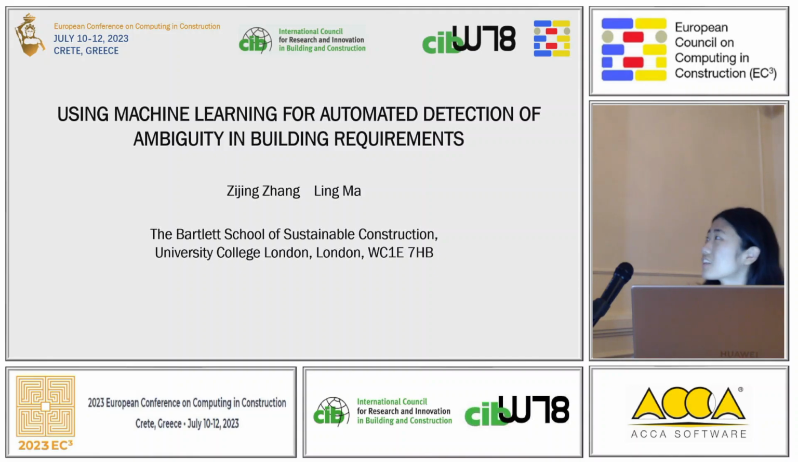I'm Zijing Zhang, and I'm also from University College London, the School of System Construction. Today I'm going to talk about our research on using machine learning for automated detection of ambiguity in building requirements.